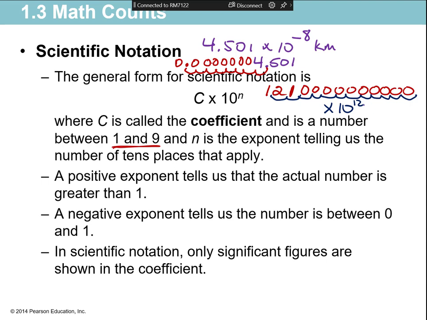Now, the other thing is you only keep significant figures in that front number. So how many significant figures in that 1, 2, 1 with 10 zeros? 3. The zeros at the end, they're not significant because there's no decimal place. So I would have 1, 2, 1. 1 decimal place, 2, 1. So 1.21 times 10 to the 12th would represent that number in scientific notation.